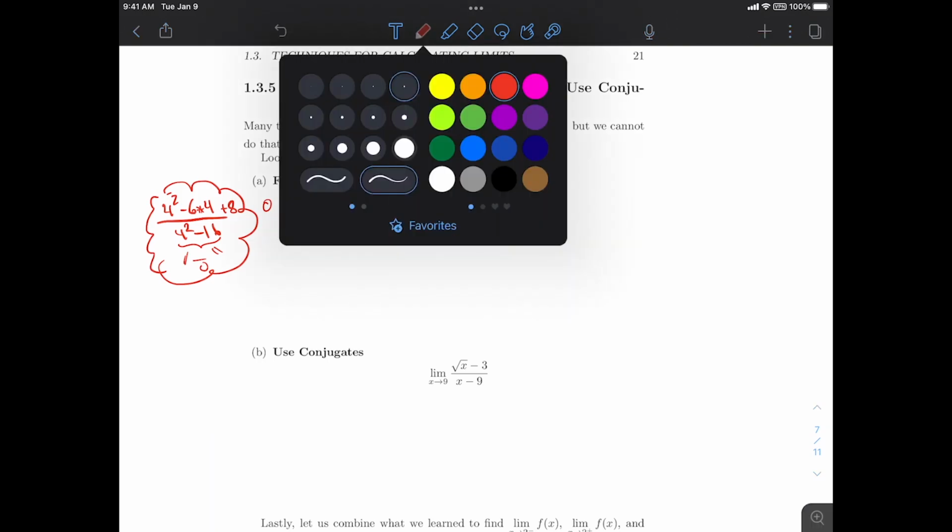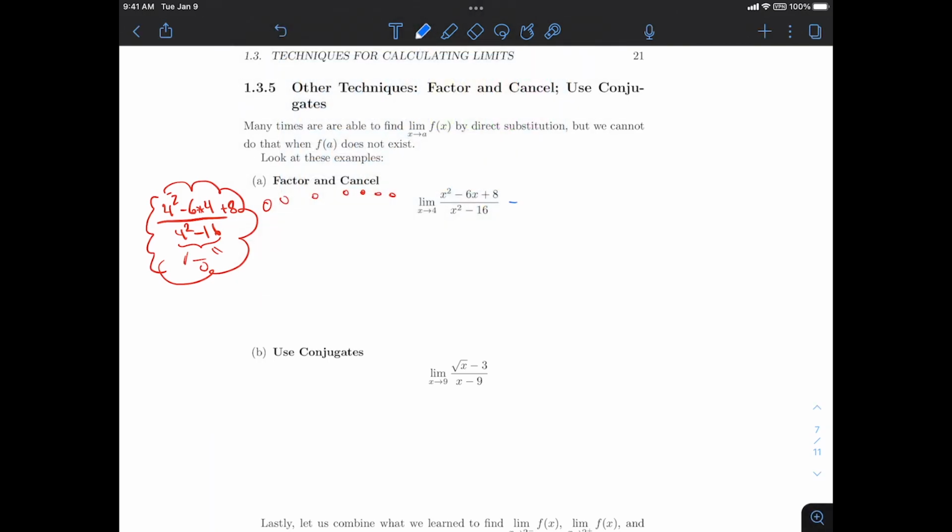You factor and cancel. So that would be the limit as x goes to 4. If you look at the top, you can factor that as, so we're looking for two numbers that add up to 6 and multiply to 8, so (x minus 2)(x minus 4). And the bottom is the difference of squares, so (x minus 4)(x plus 4), right? A squared minus b squared is (a plus b)(a minus b).